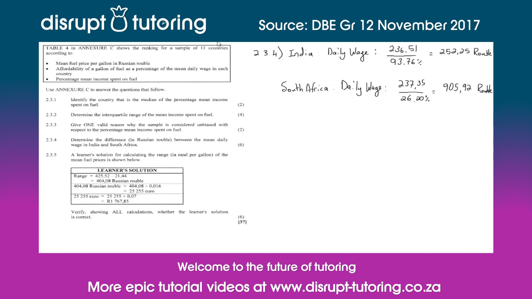And the question asks us now to find the difference. So therefore, your difference is equal to 905.92 minus the Indian daily wage, which is 252.25, and putting this in your calculator, you get that it is 653,67 ruble.